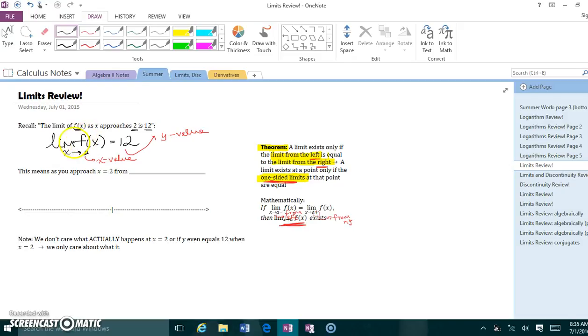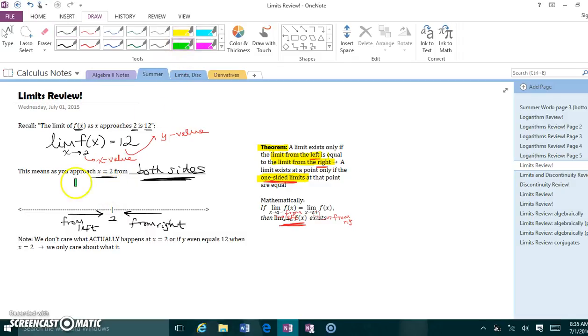Okay, so let's go back to here. What this means, if the limit exists, is that as you approach x equals 2 from both sides. Let's put a 2 here. Let's say this is my axis. I'm approaching 2 from the left. And if I'm approaching x equals 2 from the right, if I am approaching the same y value from the left and from the right, then the limit's going to exist. And if it approaches 12, then the limit's going to be 12.